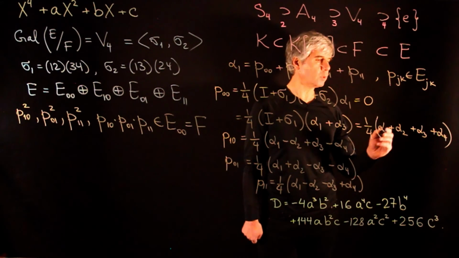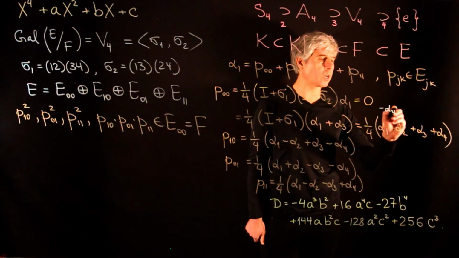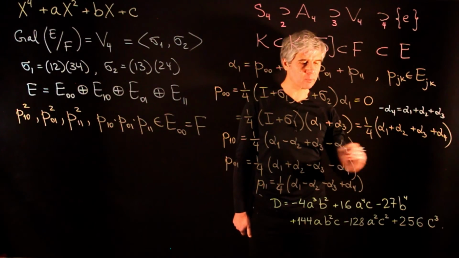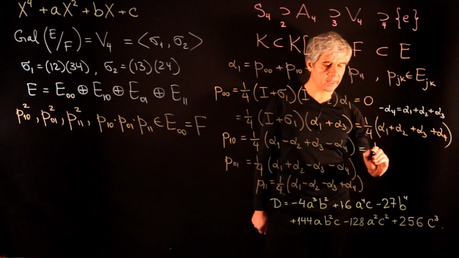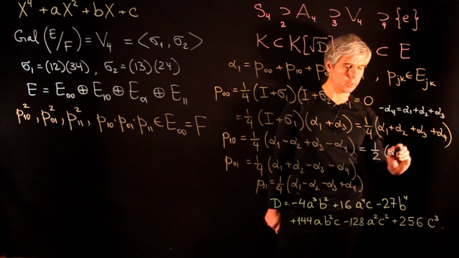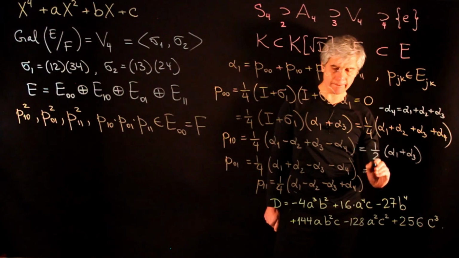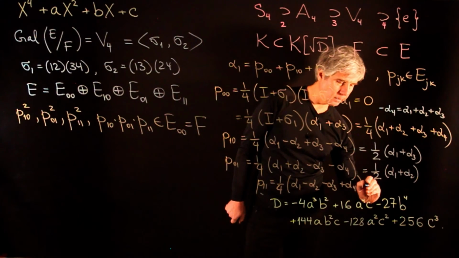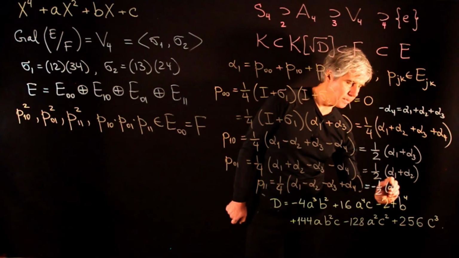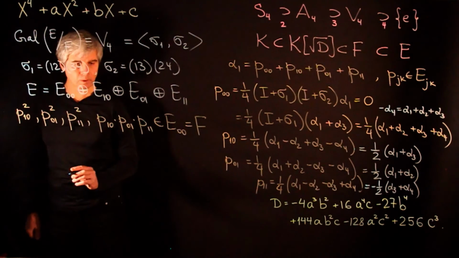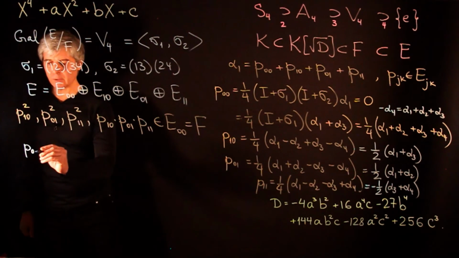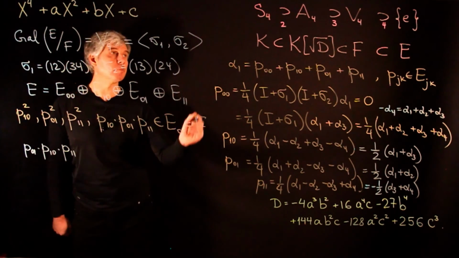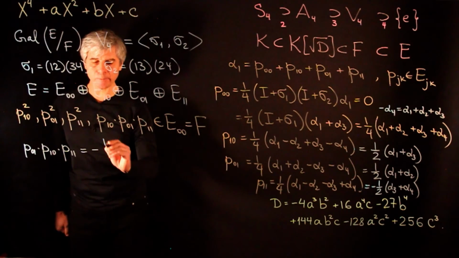Since the sum of the roots is equal to 0, we can write that negative alpha 4 is equal to alpha 1 plus alpha 2 plus alpha 3, and then these expressions may be further simplified as 1/2 (alpha 1 plus alpha 3), 1/2 (alpha 1 plus alpha 2), and minus 1/2 (alpha 3 plus alpha 4). It turns out that the product p01 times p10 times p11 is not just in F, but in K, and is equal to minus b over 8.